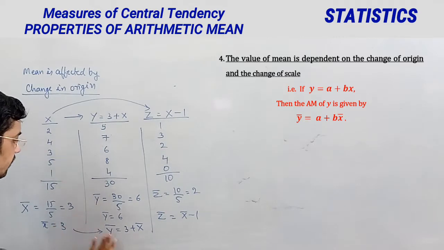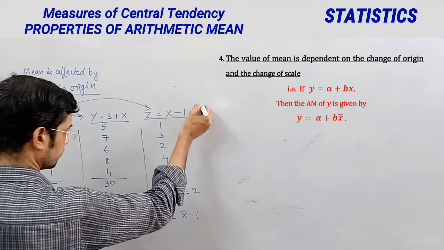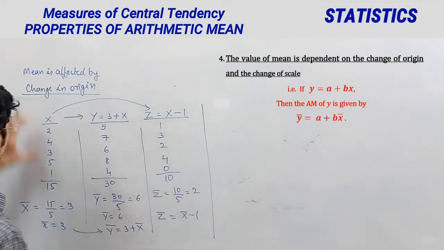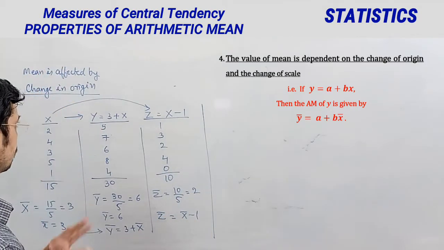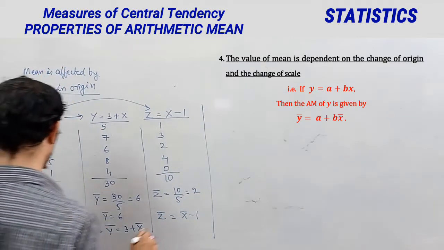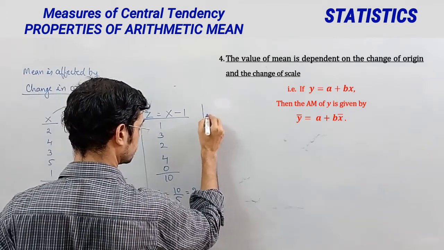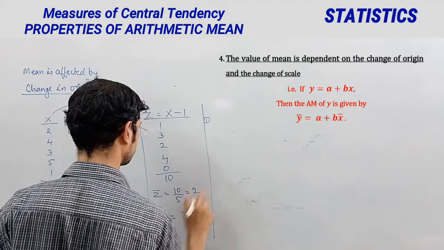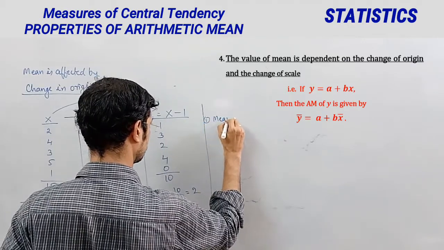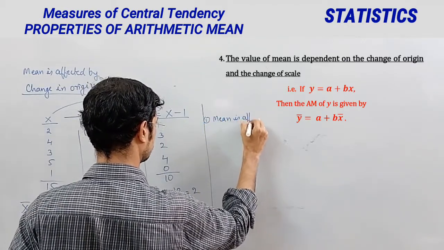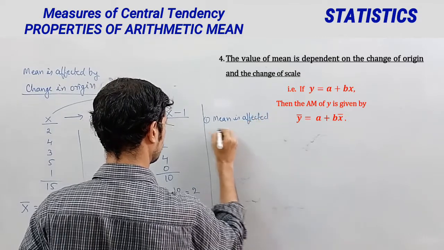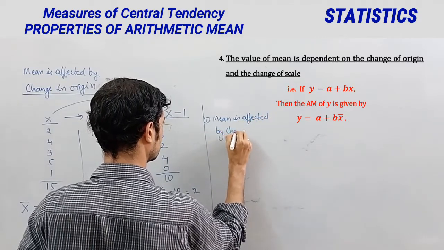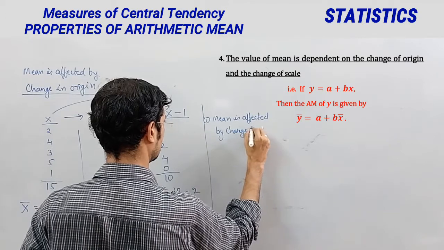Now these properties can be summarized like this. What we say is, mean is affected by change in origin. What do we understand? The first thing is, mean is affected by change in origin.